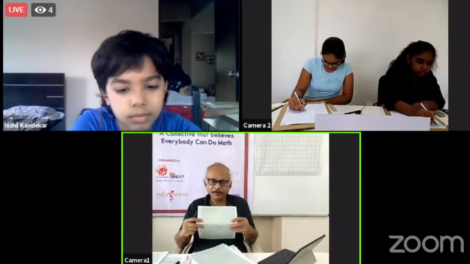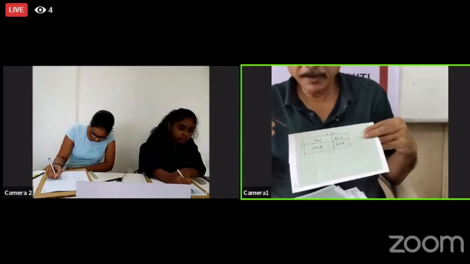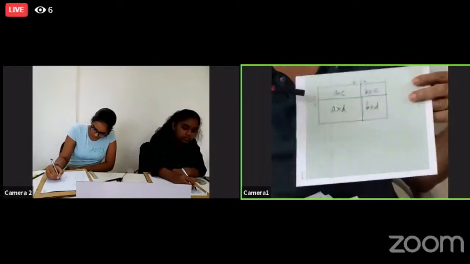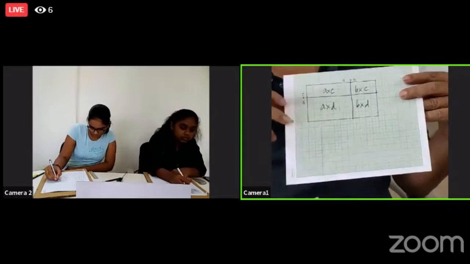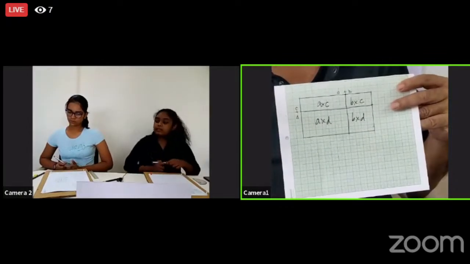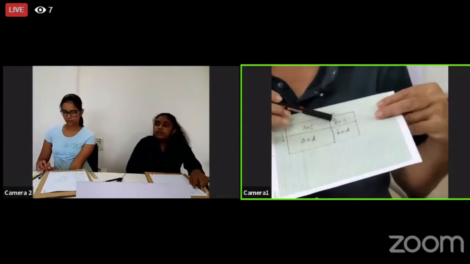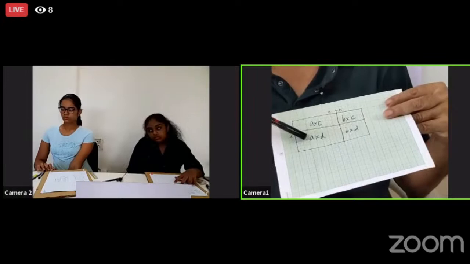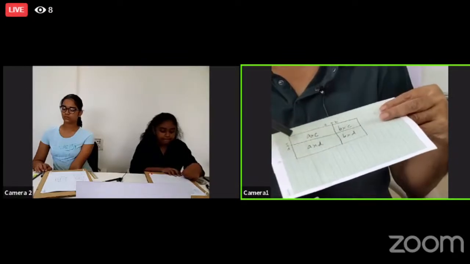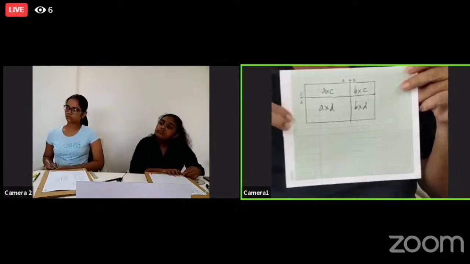So this is the figure I think that you may have drawn. This is A plus B multiplied by C plus D. And we get the four parts. One part is A times C, the other part is B times C, the third part is A times D, and the fourth part is B into D. So now, can you write this now using brackets?